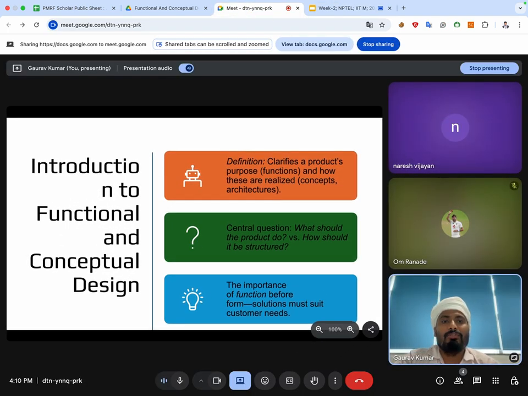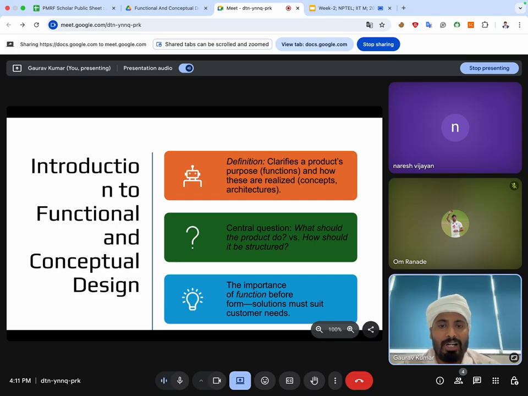So, introduction to functional and conceptual design. Let's now begin by understanding two terms in design: functional and conceptual. Functional design answers what should this product do, and conceptual design answers how will it do that.